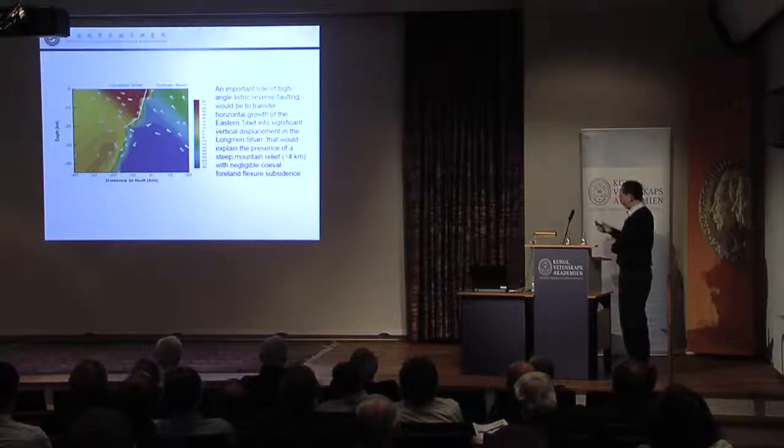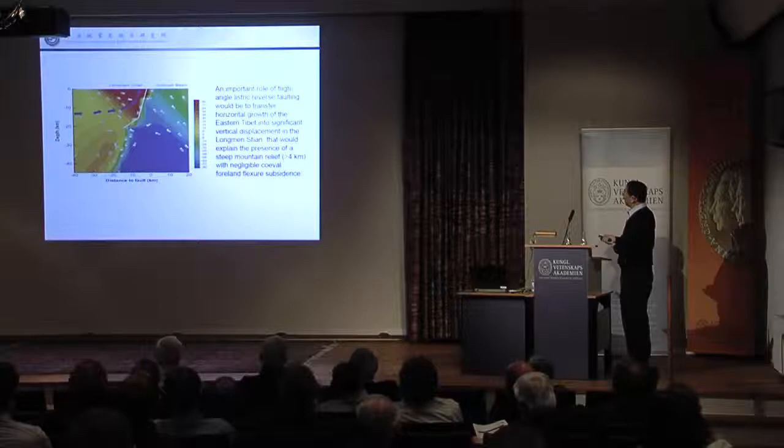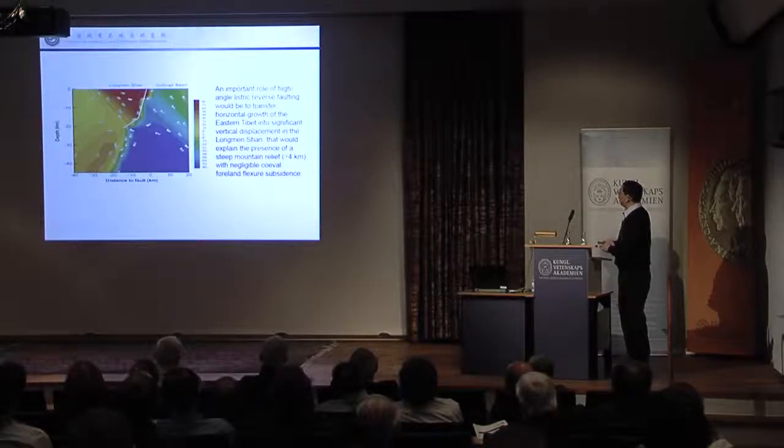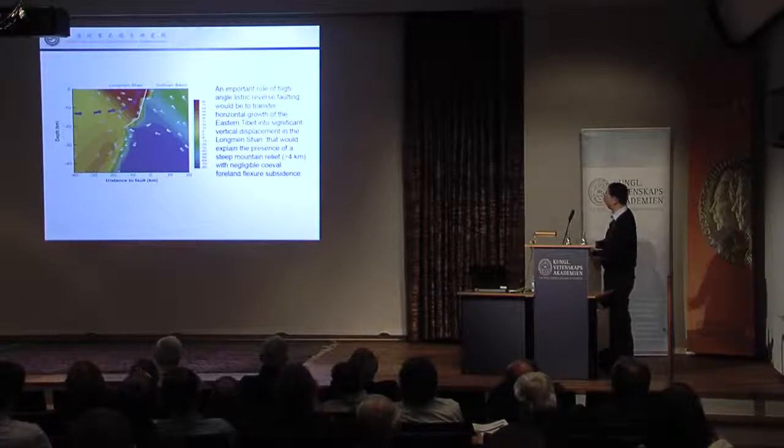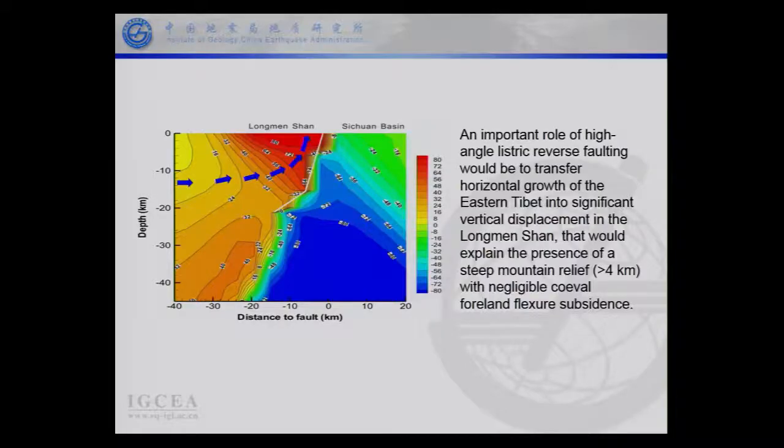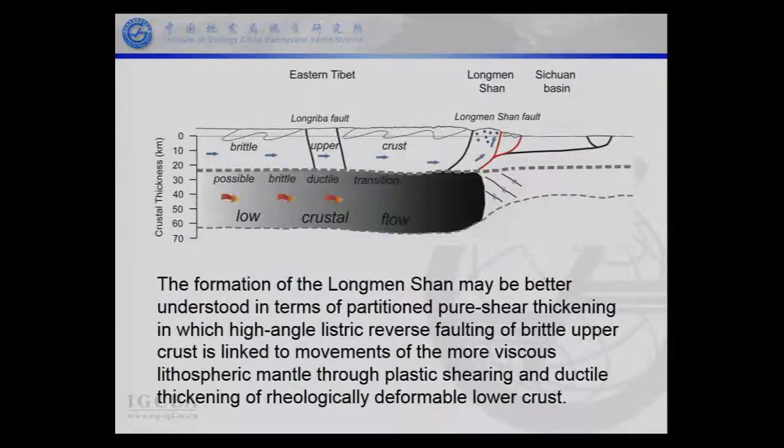To summarize, we think an important role of the high-angle listric reverse fault is to transfer the horizontal growth of eastern Tibet into significant vertical displacement in Longmen Shan. This can explain the presence of a steep mountain front, about 4 kilometers high, with negligible co-thrust foreland basin subsidence. I think the reason there is no foreland basin in front of Longmen Shan is that the eastward horizontal growth of the Tibetan plateau has been transferred into vertical movement of the Longmen Shan. So this is the conclusion.